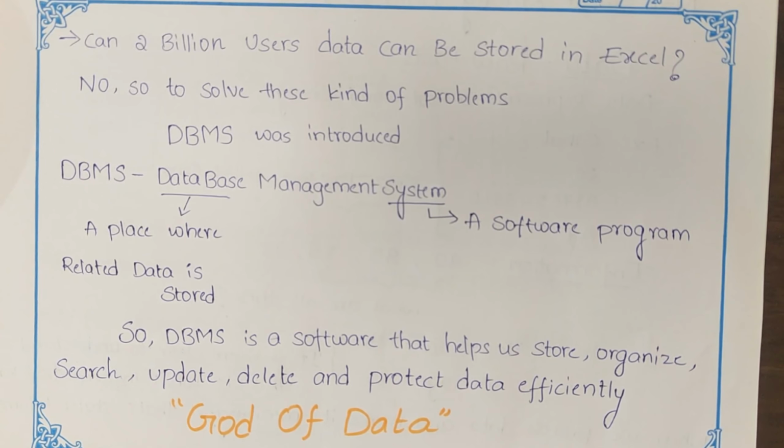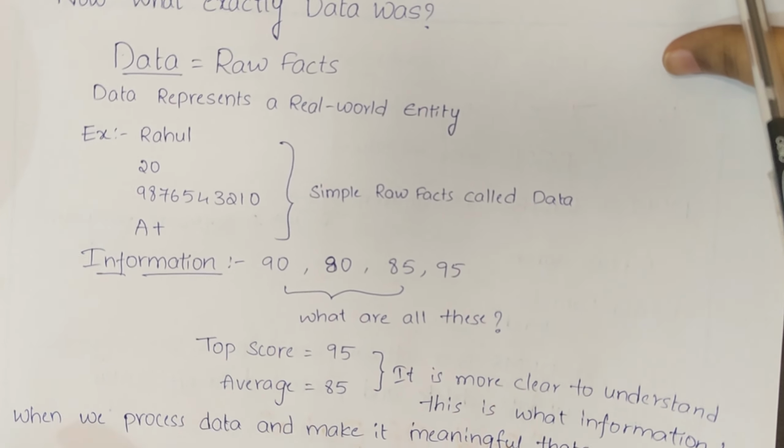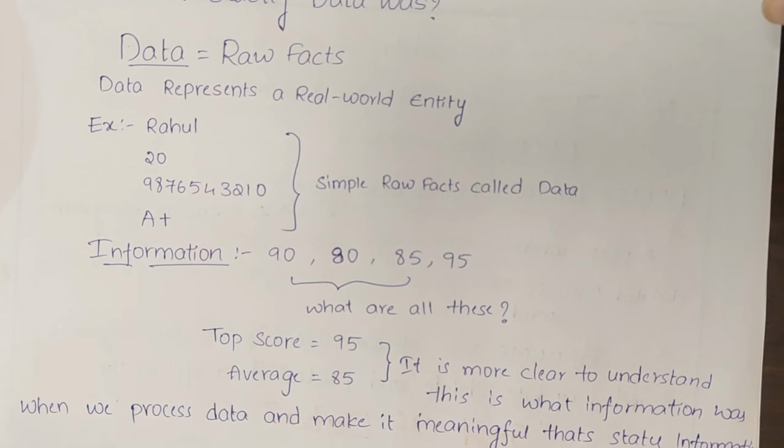We can also say, as a metaphor, that DBMS is a god of data. We can do whatever we want to do with the data. Yeah, I know, I keep on saying this word data. What is this data exactly? Now let's understand what data is. Data is called raw facts. Whatever raw facts we have in this environment or in this world is known as data. Data can also be represented as a real world entity.